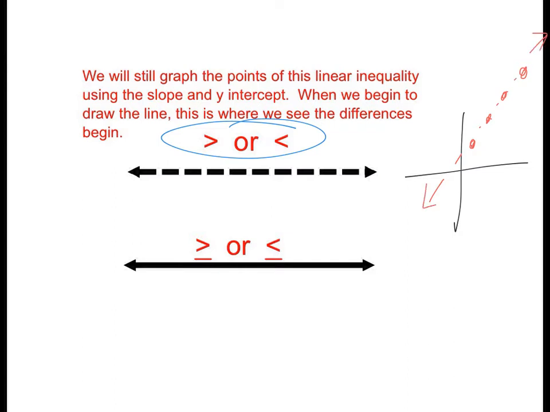If our inequality symbol has a greater than or equal to, or less than or equal to, it has the equal to piece in it, then we'll use a solid line, just as we did with our linear equations. So a slight difference between a linear equation and a linear inequality is that sometimes I will have dotted lines.